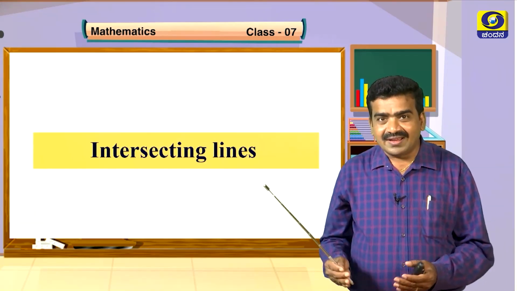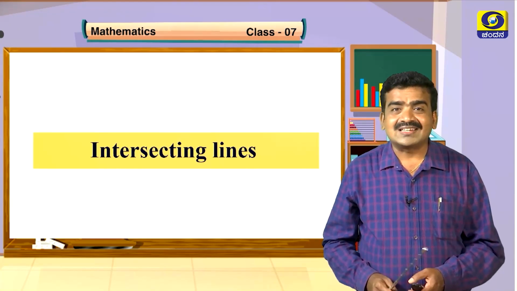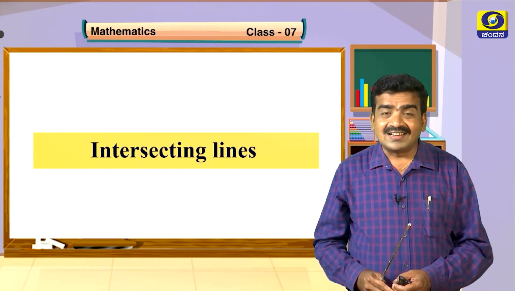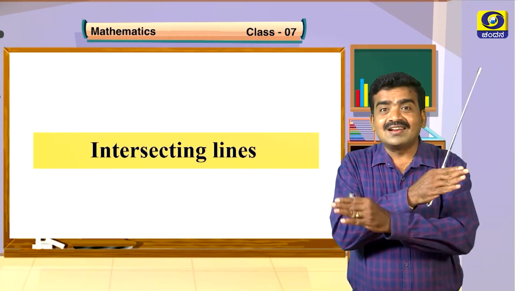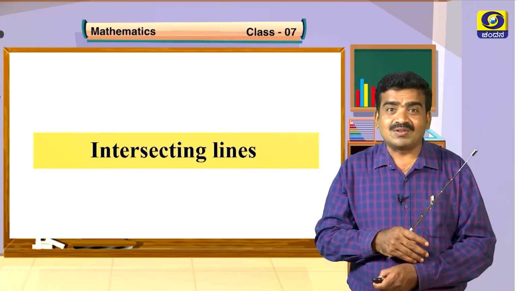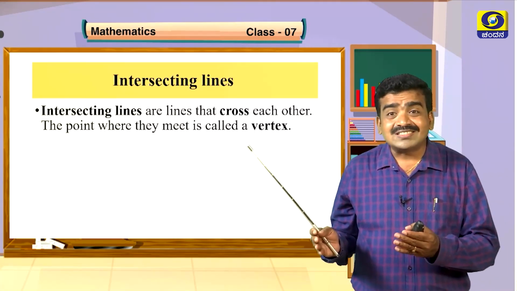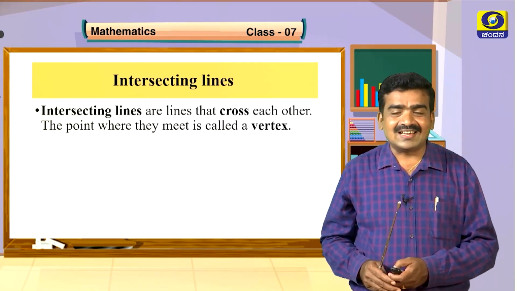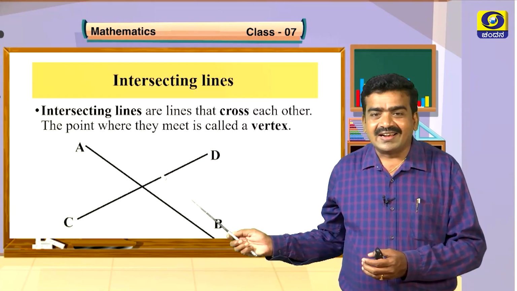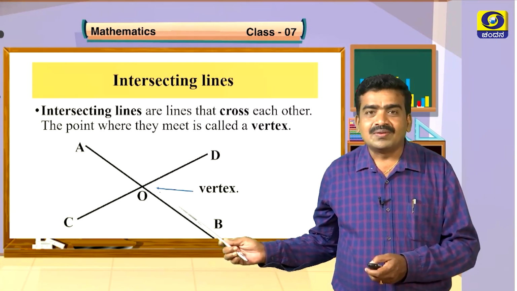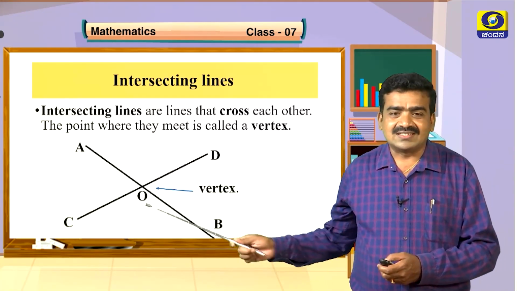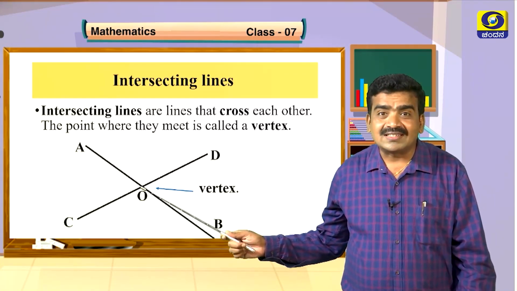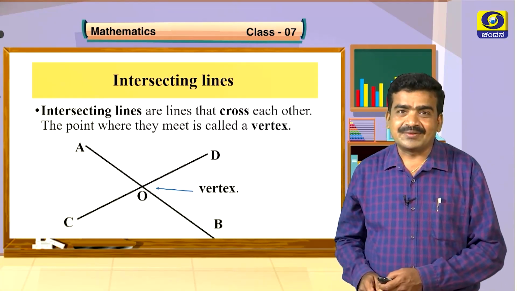Now, today you are going to learn about intersecting lines. What do you mean by intersecting lines? Intersecting lines are nothing but cross lines. If two lines cross each other, then the two lines are called intersecting lines, and intersecting lines will also have a common vertex, denoted by O, and this point is called the vertex for the intersecting lines.